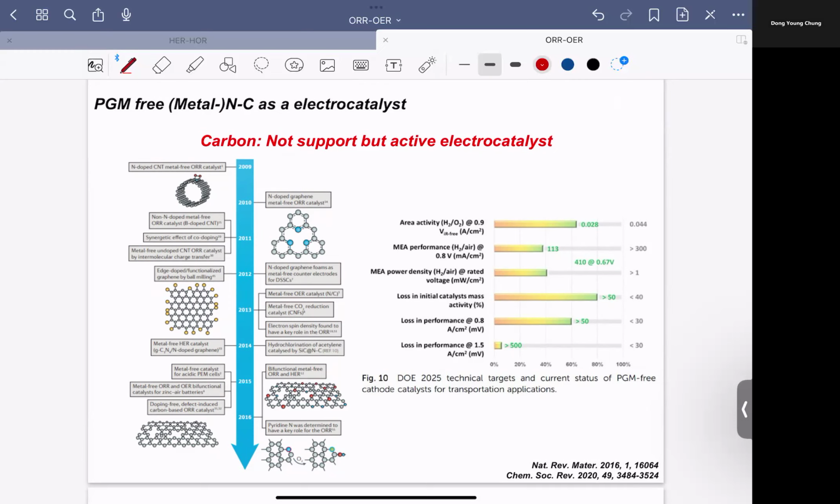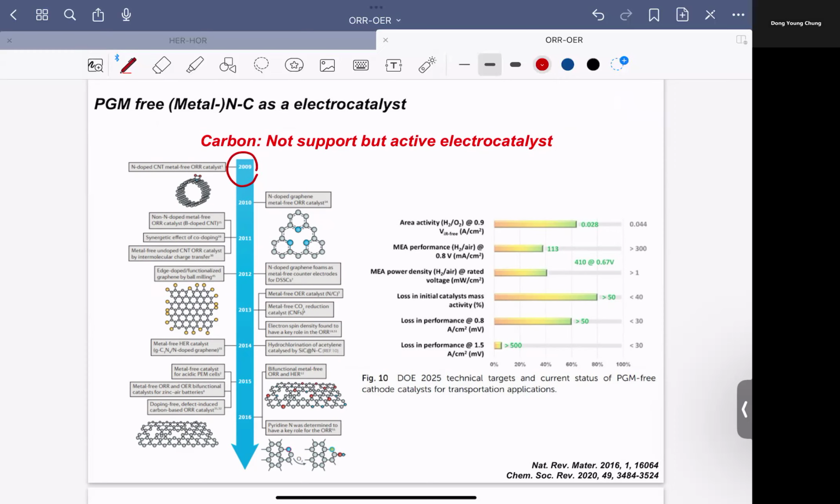So not surprisingly, there is a very legendary paper that was published in 2009, and by just introducing nitrogen on the surface of the carbon nanotube, it shows high ORR activity, right? It is very close to platinum. So this is the boom, right? To start about what's going on further.